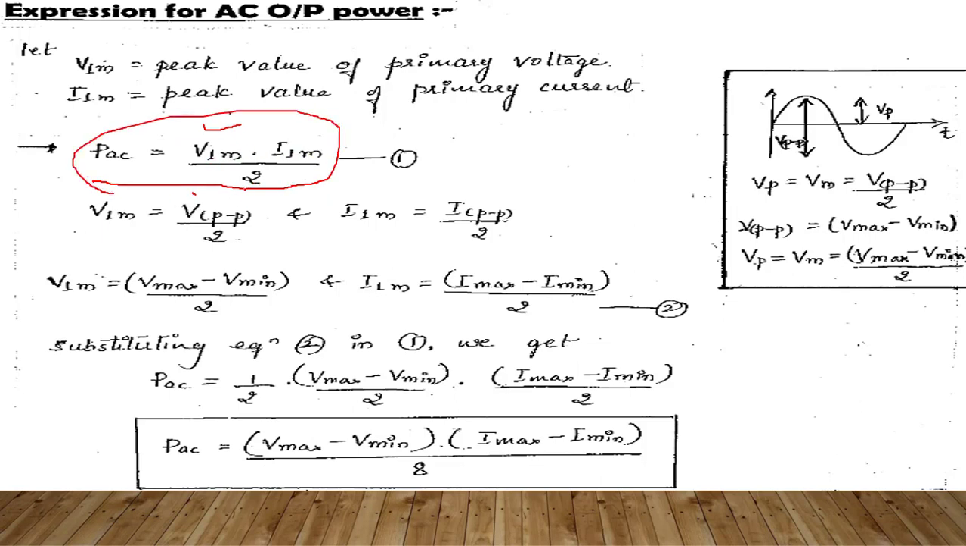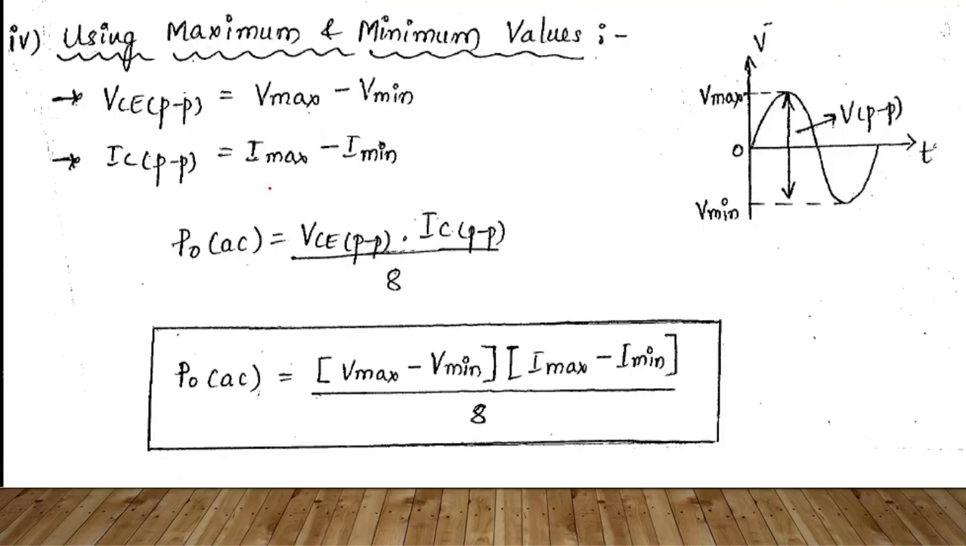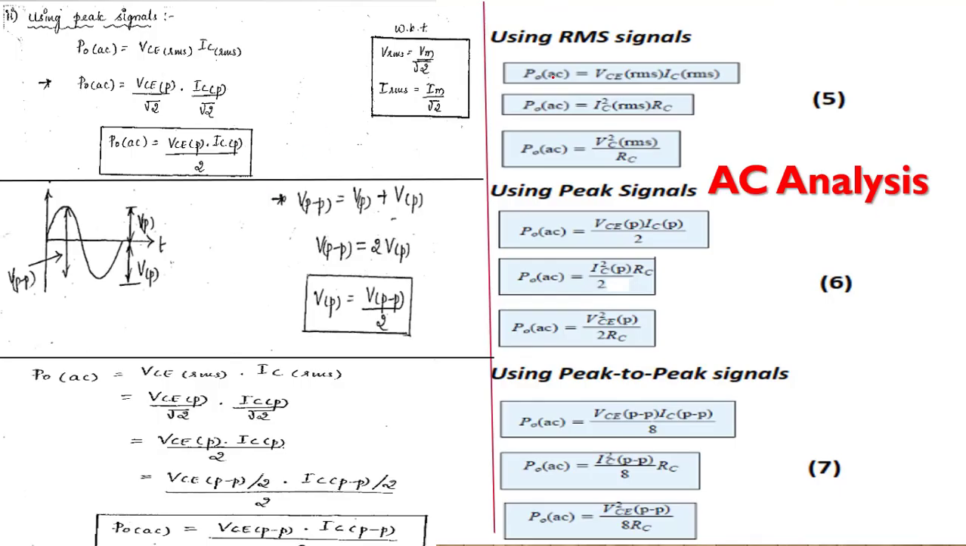Or if it is in the peak value, I am getting V1M I1M divided by 2. Okay, here one thing you have to remember: there we were calling it VCE and IC, here we are calling it V1 and I1. That is the difference. See here, V1M I1M divided by 2. Here what we got from the previous is nothing but the peak, that is VC peak IC peak divided by 2. Instead of this we are getting V1 peak into I1 peak divided by 2.